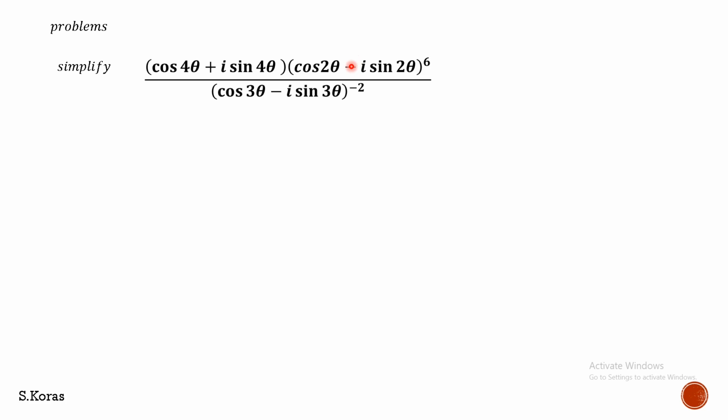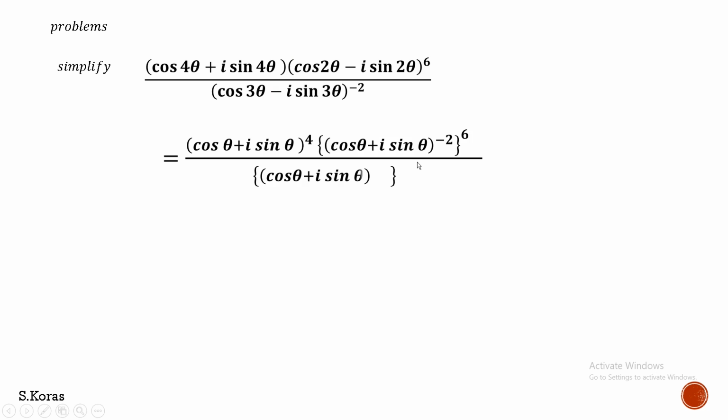So while bringing this 2 outside as power, we have to bring the power as minus 2 and it will become plus i. Here we have to bring the power as 3 and in the middle we have minus, so in the power we'll have minus 3 and this minus will become plus. So if we do this, the answer will be like this, right?